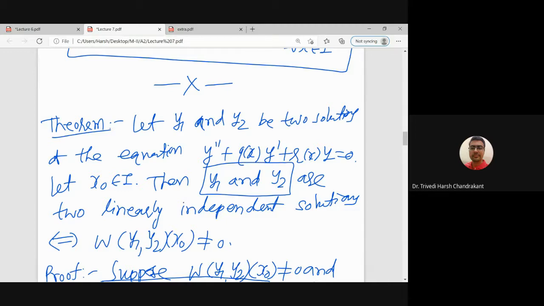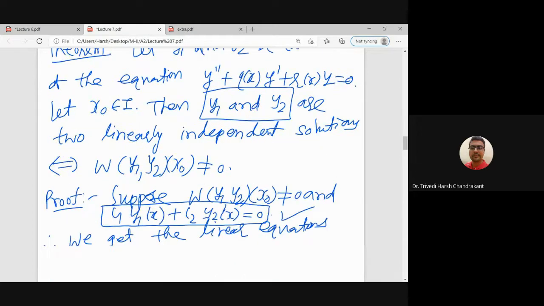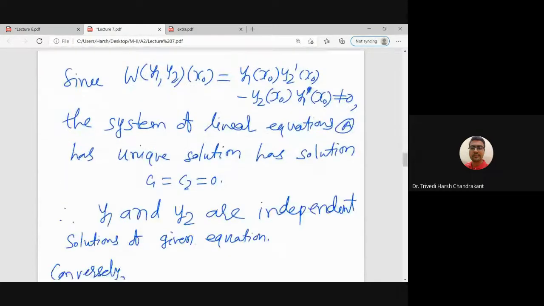So in the converse part, what do we need to show? We need to show that the Wronskian is 0 at a particular point. So instead of proving LI implies the Wronskian is non-zero, we will prove the Wronskian is 0 implies the solution is not LI. Not LI means it is LD, right? Linearly dependent. So let us discuss the converse part.